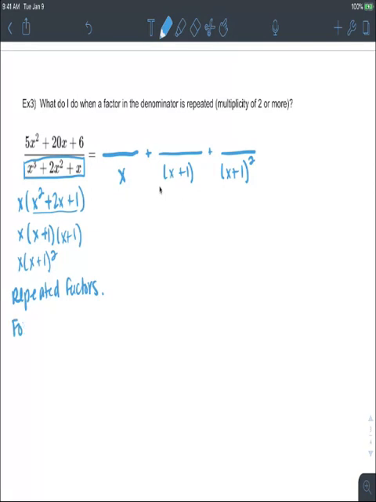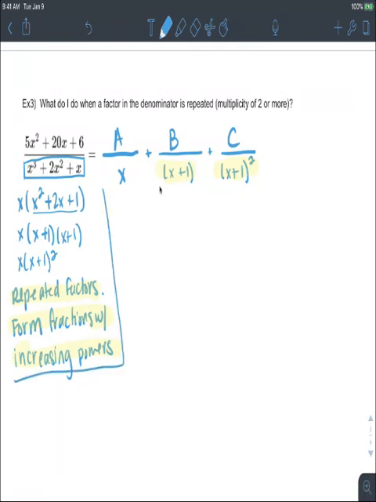You form fractions with increasing powers. So that would be like this and like this. Okay, all right, the top, since I have 3 fractions, I do an a, b, and a c. And then we're going to start the same way as we did before.